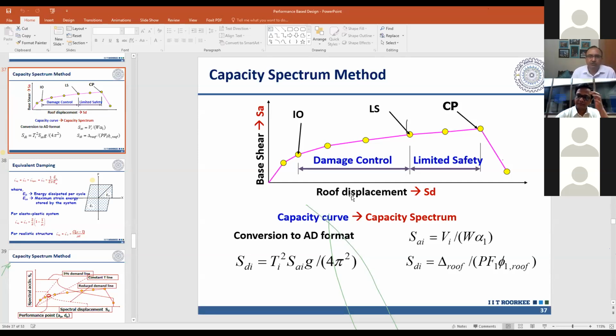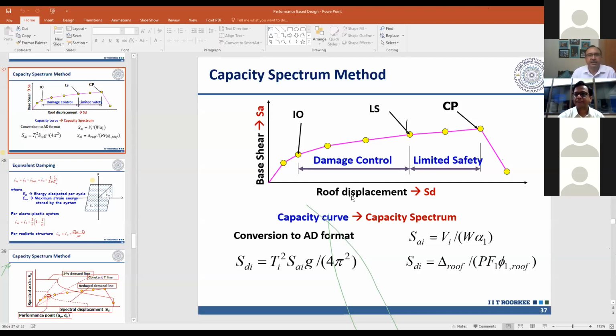So what we do, we represent both of these curves, demand and capacity, in a common format, a common axis system by mapping. And what is that common system? That common system is SA versus SD. We also call it ADRS format, acceleration displacement response spectrum. So there is a response spectrum which relates SA versus SD. So you know there is a relationship between SA and SD. SA is omega square into SD, and omega is 2 pi by T. So SA is 4 pi square by T square into SD. So using this relationship, we can convert SA and T in terms of SA and SD.